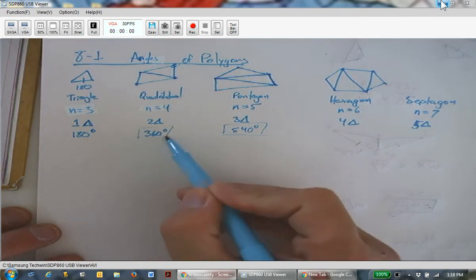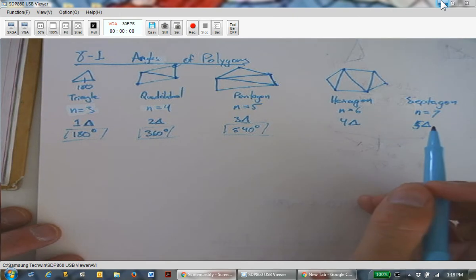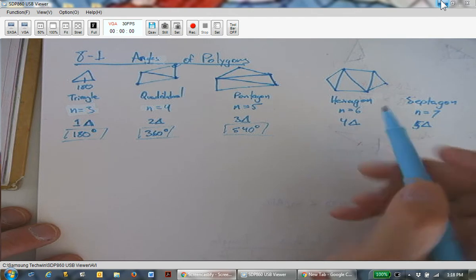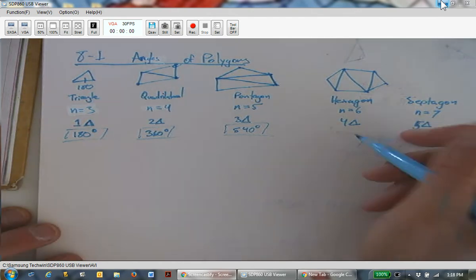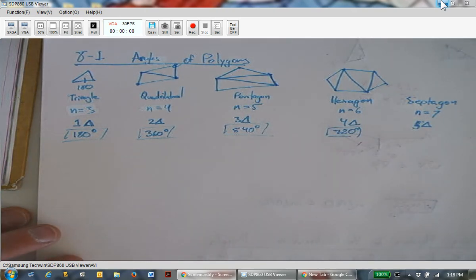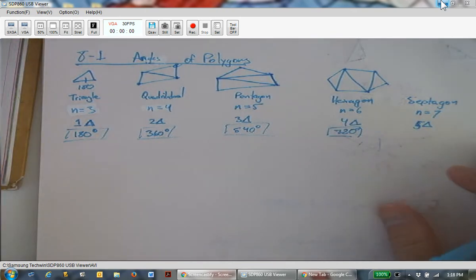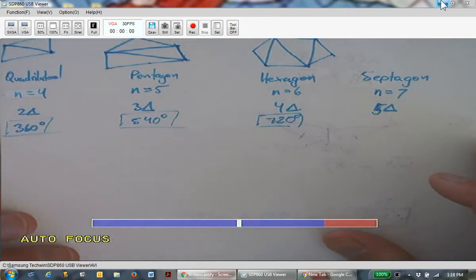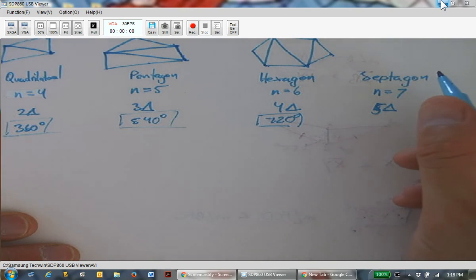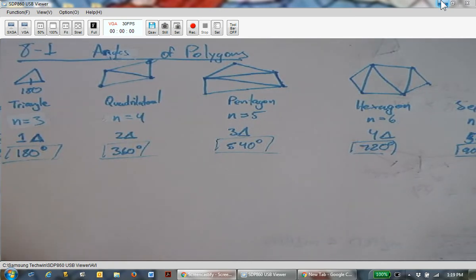540 degrees. So this should tell you right here, if you want to find the internal angle measure, you just take the number of triangles you have and multiply it by 180. A hexagon is proven to have 720 degrees. That's 720. I apologize. And a septagon has, let me see, that would be 900 degrees inside. So, yeah, Georgia?